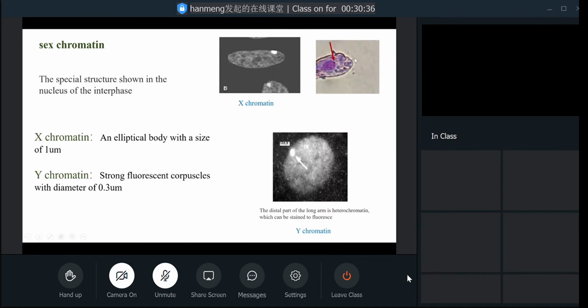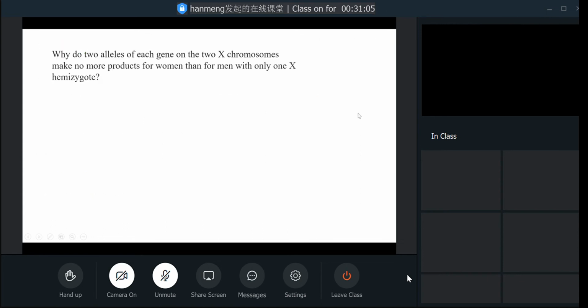Here, this picture shows the X chromatin from our experiment by the students. This dark point indicates the X chromatin. Also, in our first experiment, it was named the bar body.